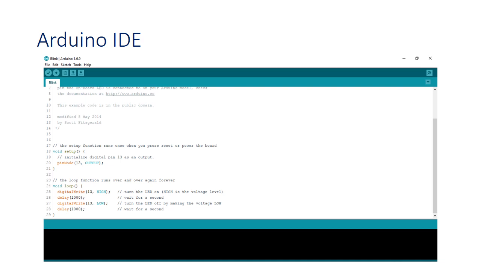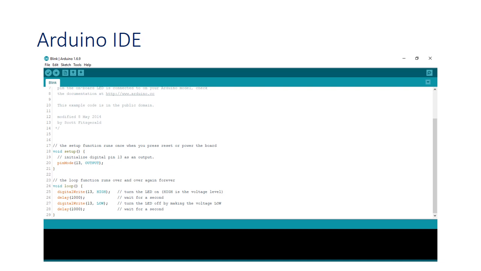Now here we can see the program structure of Arduino. First, it has two main functions: void setup, open curly bracket, close curly bracket, and void loop, open curly bracket, close curly bracket. Mostly in setup we do the declaration, and in void loop we do the task which we have to do infinite times.